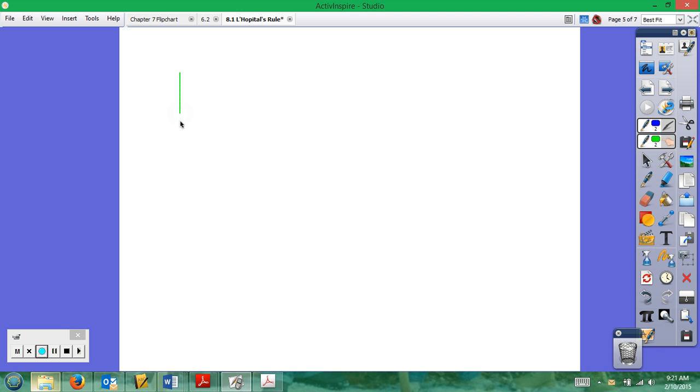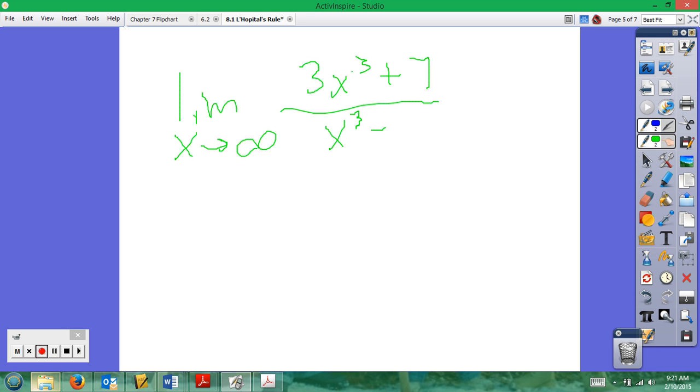Like if you have the limit as x approaches infinity of, say, 3x cubed plus 7 over x cubed minus 2x plus 1, let's say. Now we would look at that and say there's the same power in the top and bottom, so we can use the leading coefficients. 3 over 1 is 3. This is also going to show you a neat case of L'Hopital's rule, that it's reiterative. You can reapply L'Hopital's rule as long as it's still in the indeterminate form.